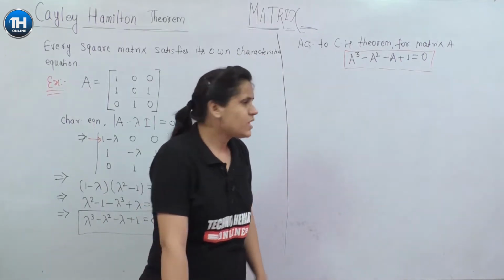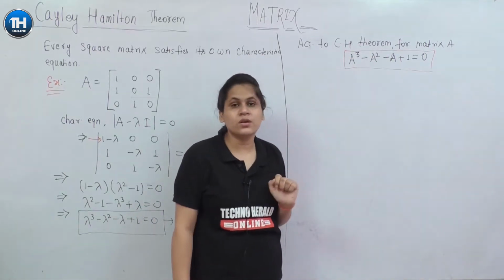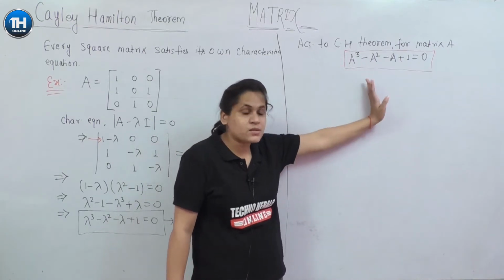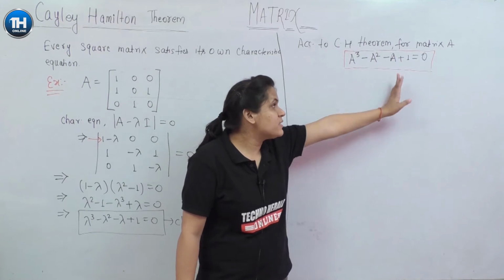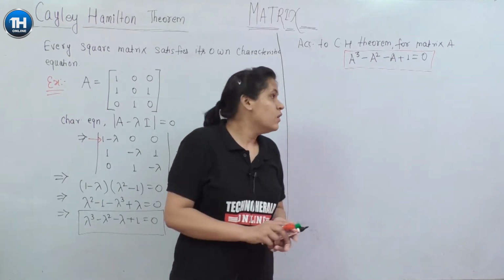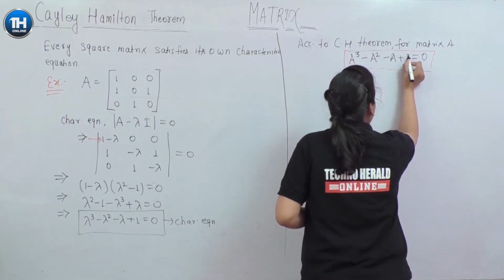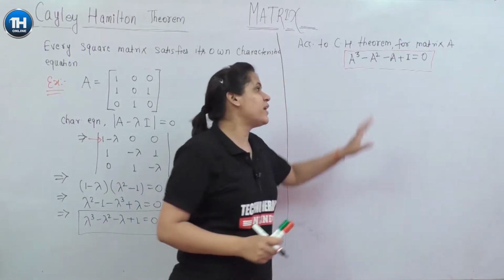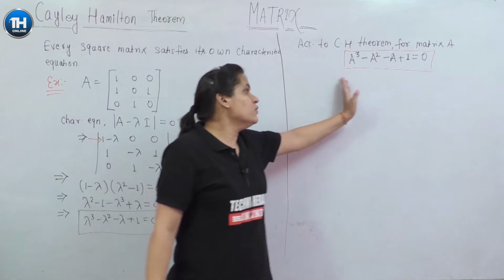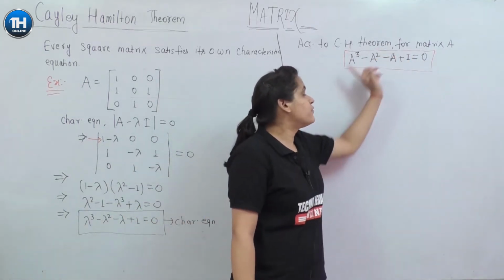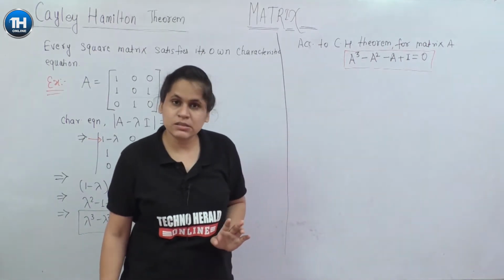satisfied. What does it mean that this is equal to 0? It means if you put the A matrix here, A cube, then A square, then A, and minus 1 is equal to 0. So all are matrices, so let us write I in place of 1 because we are talking in terms of matrices. So this will be your characteristic equation. So if you sum these 4 terms, you will definitely get a 0.